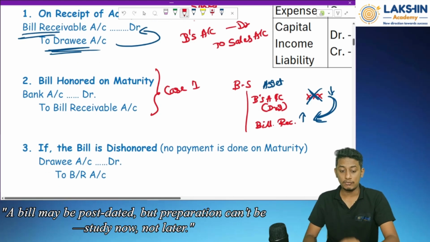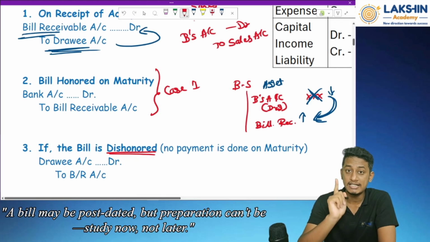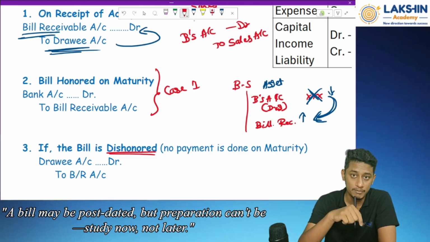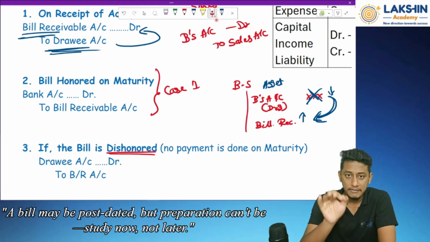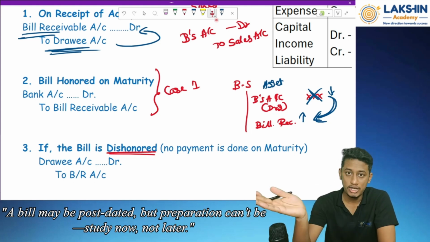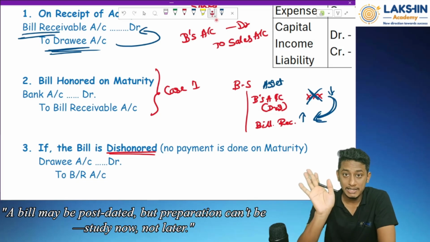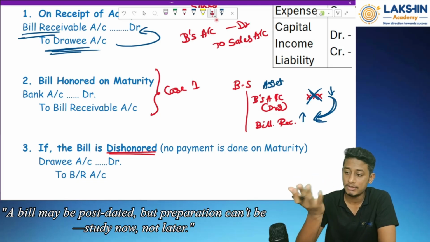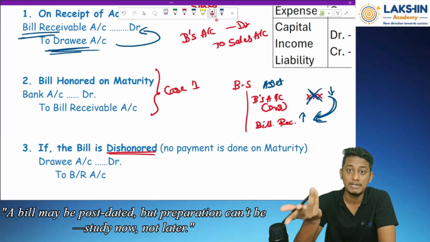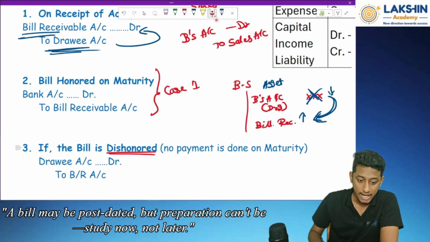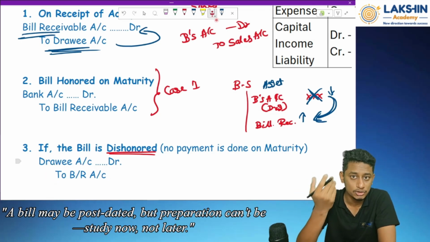Let us take case number 2, where the bill is dishonored. Wherever the bill is dishonored, that is, the payment is not done on the maturity or due date of the bill, now what happens? Whenever the drawee, Mr. B, doesn't make me a payment, whatever bill I have in hand is expired now. Why? Because the bill was valid for 3 months, but after 3 months, the bill is not valid now. So I will credit bills receivable account because the bill is no more valid now.